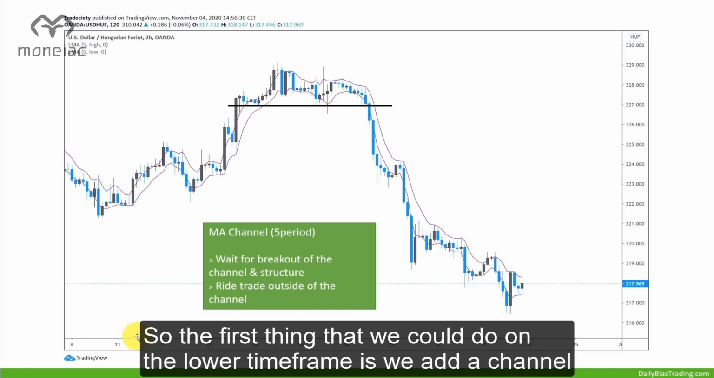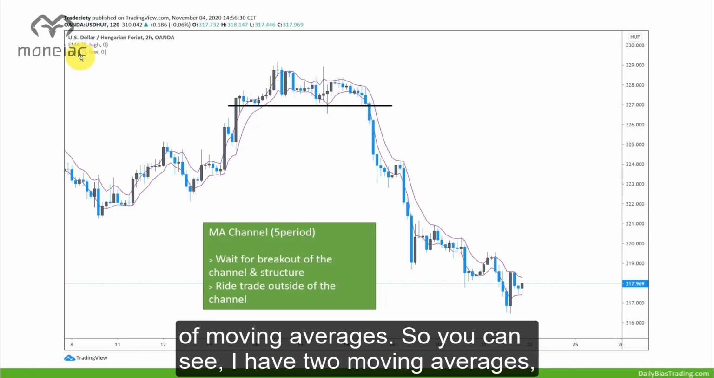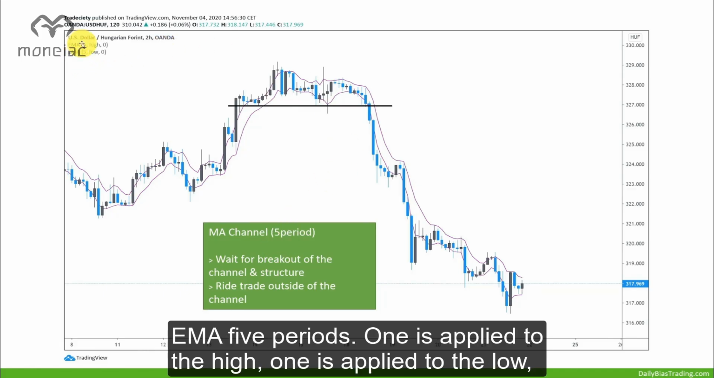So the first thing that we could do on the lower time frame is we add a channel of moving averages. So you can see I have 2 moving averages, EMA 5 periods.